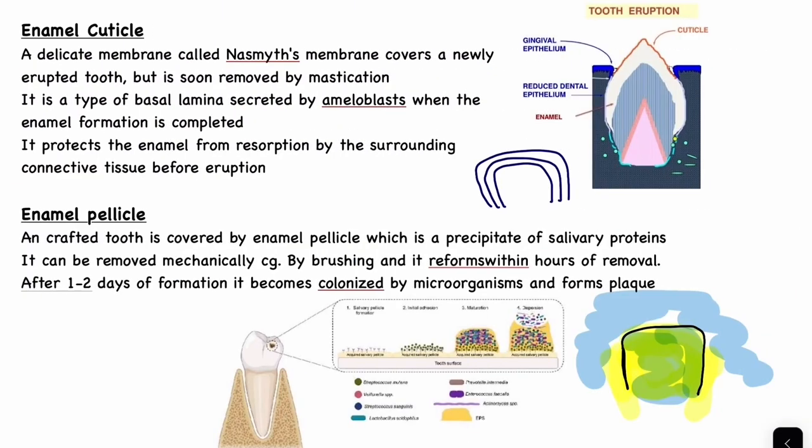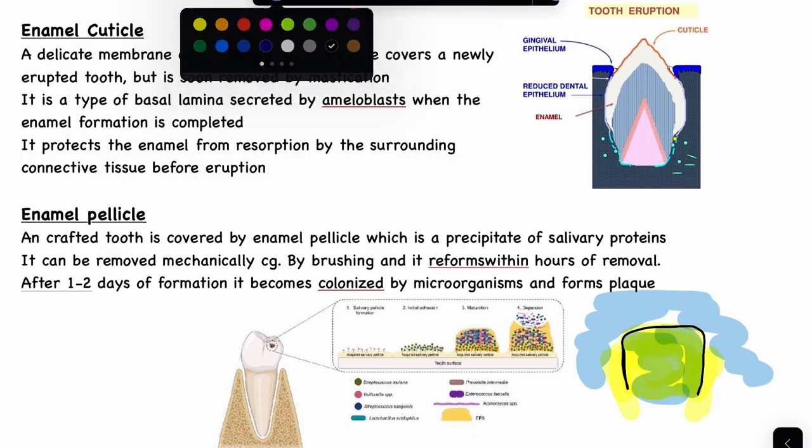Okay. Now coming to enamel cuticle. What is an enamel cuticle? I'll explain to you first. What happens is that I had this. Imagine I have this tooth. Just a second.